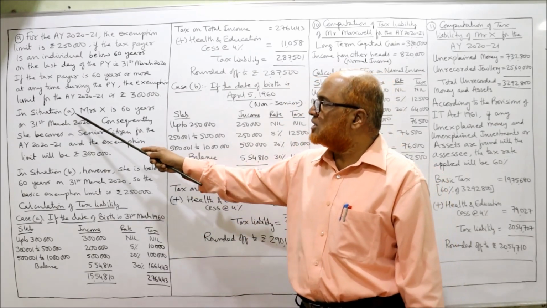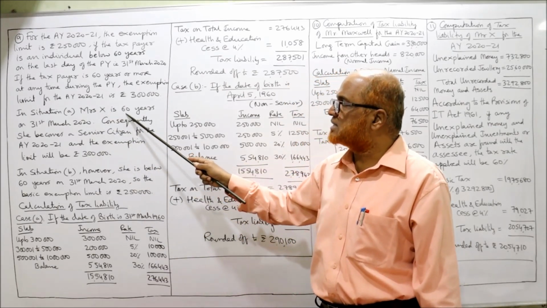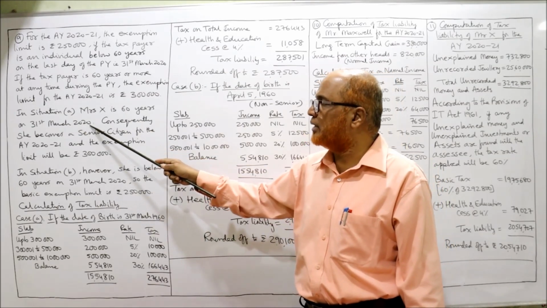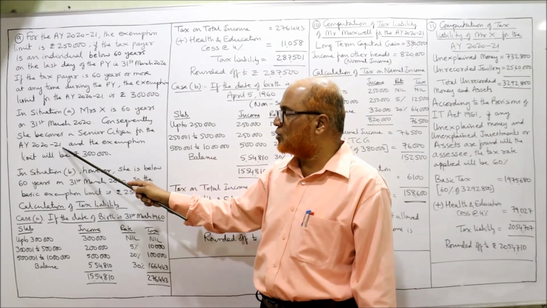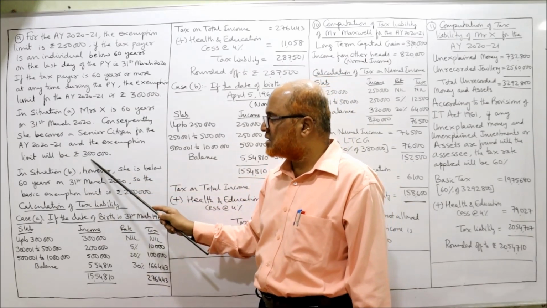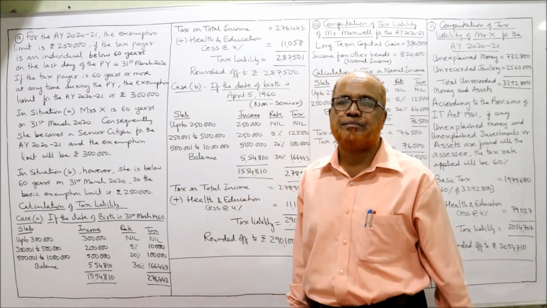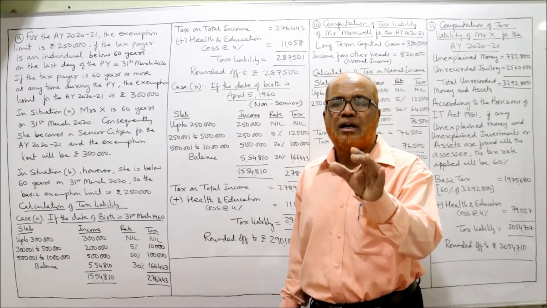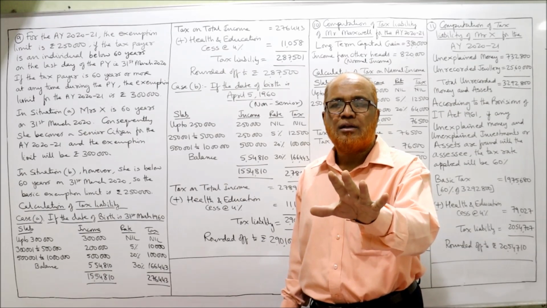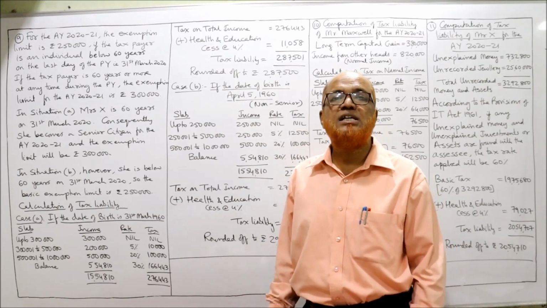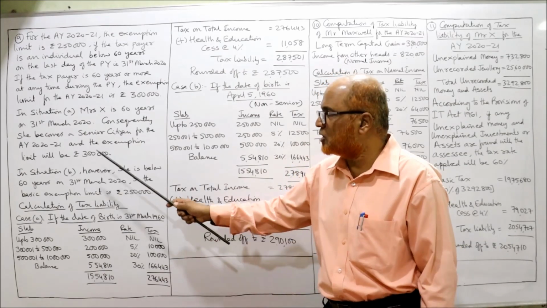So here, in situation A, Mrs. X is 60 years on 31st March 2020. Consequently, she becomes a senior citizen for the assessment year 2021 and the basic exemption limit is 3 lakh. First situation. तो पहले सिचुएशन में 31st March 2020 को उसके 60 years हो गए. That means she will become a senior citizen. Basic exemption limit 3 lakh.